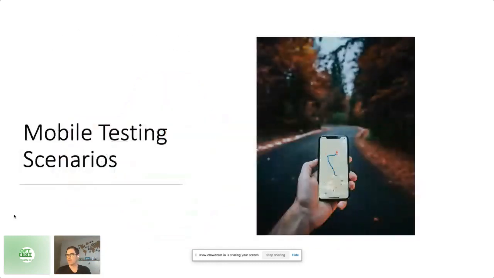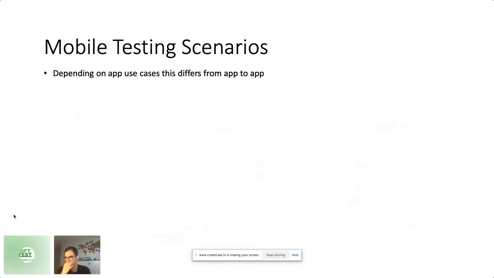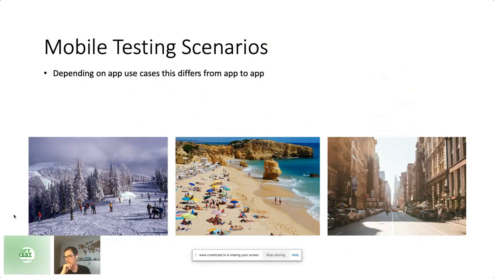Okay, so then let's move on to the mobile testing scenarios. Mobile testing scenarios are really different from app to app. So depending on the app use case, it differs. So I brought 3 pictures. A nice example that I always bring up is, in the first place, you are having an outdoor sport activity app.